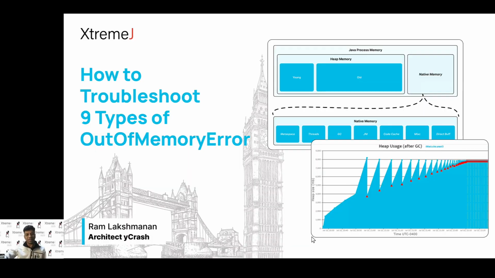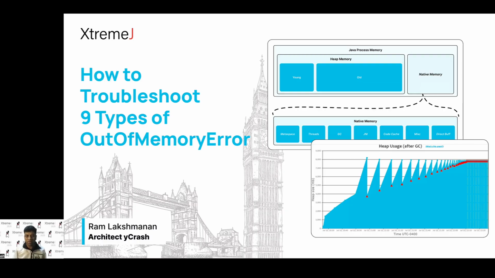Hello, friends. Thank you, everyone, for attending the talk, How to Troubleshoot 9 Types of Out-of-Memory Errors. So, friends, when we say out-of-memory error, several of us think there's just one type of out-of-memory error. No, actually, my friends, out-of-memory error has 9 different types.